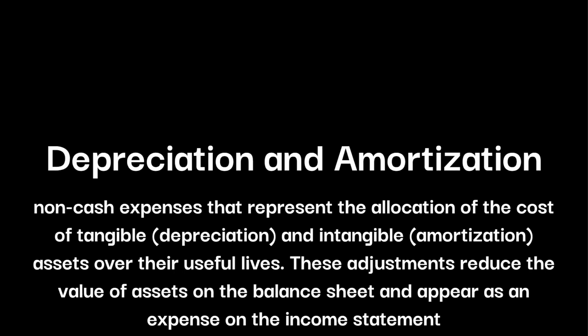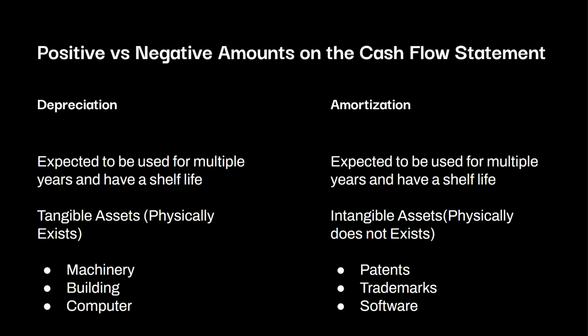All right, so depreciation and amortization. These are non-cash expenses that represent the allocation of the cost of tangible and intangible assets over their useful lives. These adjustments reduce the value of assets on the balance sheet and appear as an expense on the income statement. So what we have over here is the depreciation and amortization. Depreciation is expected to be used for multiple years and have a shelf life. And this applies to tangible assets, which means they have to physically exist. So you can think of machinery, buildings, or computers.